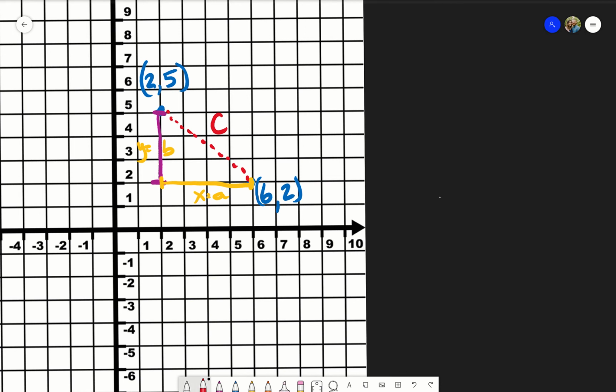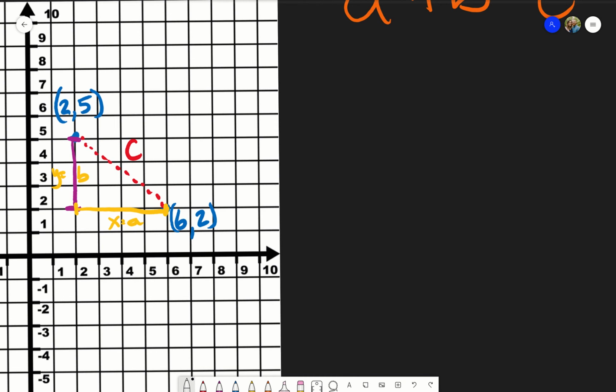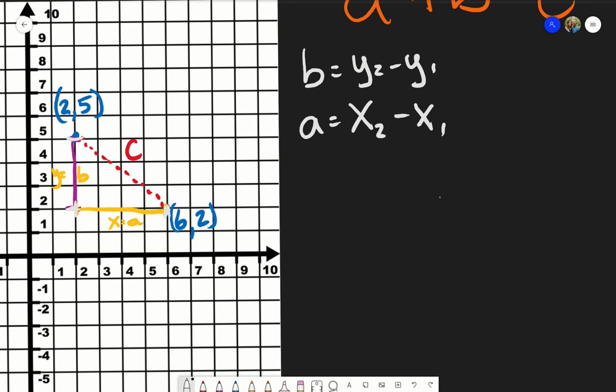If you remember from a while ago, we talked about how to find vertical change and horizontal change. Our vertical change, our B, is going to be the difference in y2 minus y1. We take our y from one point, subtract our y from our other point. That gives us the total distance. Our change of side A, our horizontal change, is going to be the same with x: x2 minus x1. How far x is over here compared to how far x is over here. That's going to give us our change.